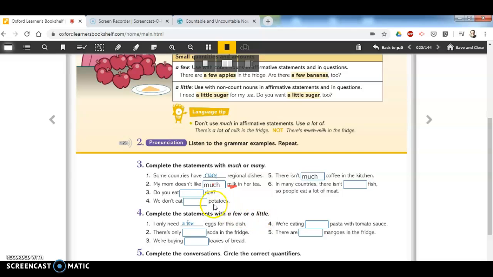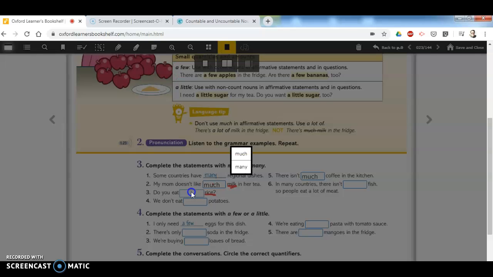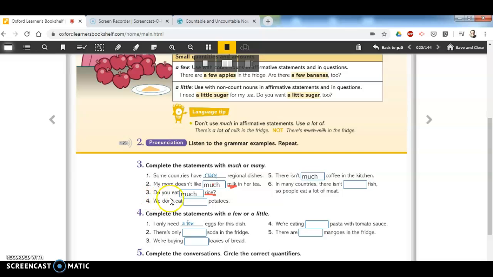You see? Number 3. Okay, I see the word rice. Okay, rice is also singular. So I'm going to be using much. Remember, much, it's only used with singular words.